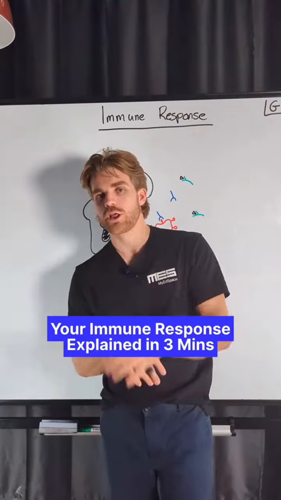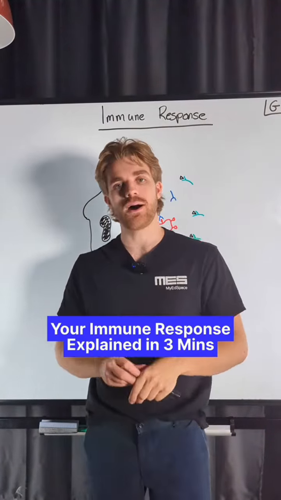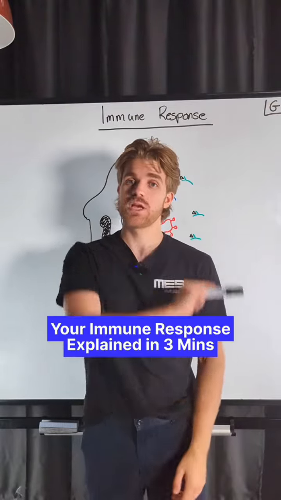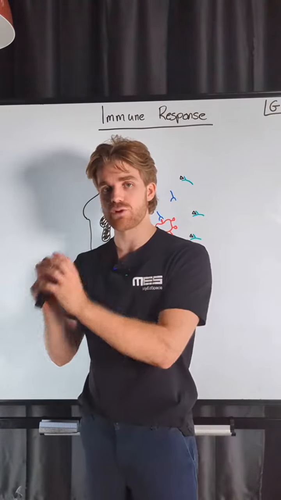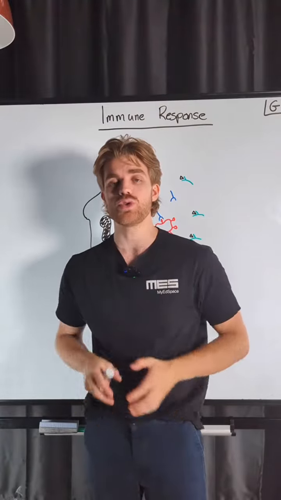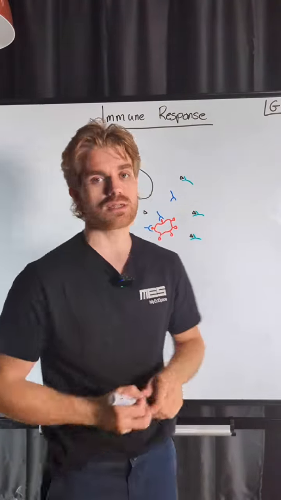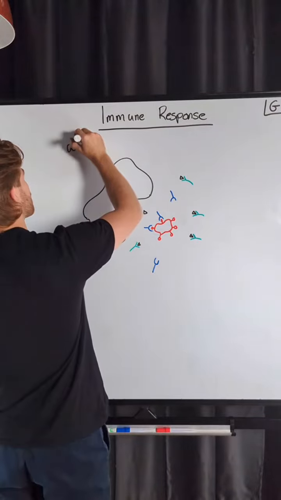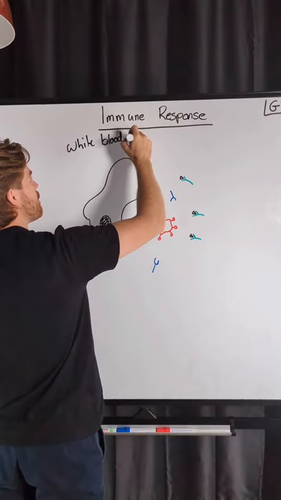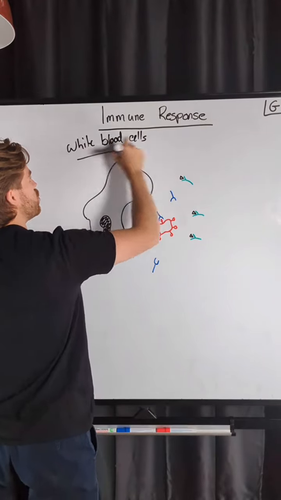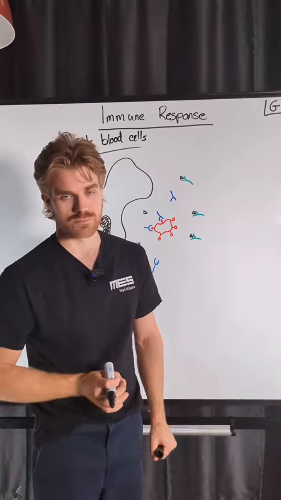So what happens if one of those pesky little pathogens makes its way into your bloodstream? Well, you are now infected. So your immune system has to find, destroy, and remove that pathogen so that you don't get sick. How does it do that? Well, your immune system is made up of your white blood cells. And your white blood cells have three main responses in order to find, destroy, and remove that pathogen.